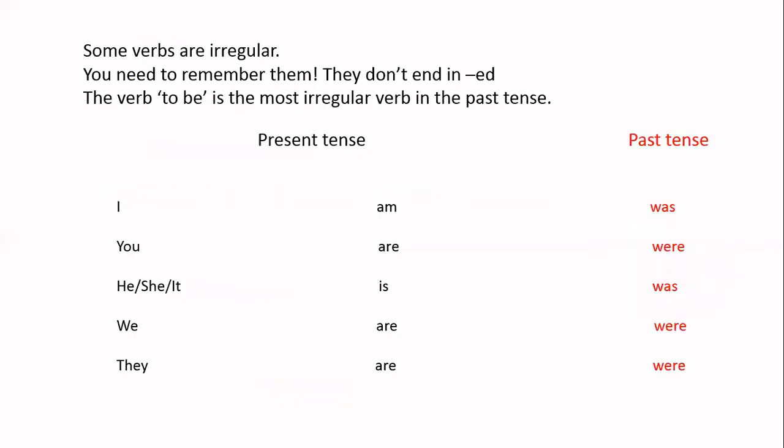Okay, so some verbs are irregular and we just need to remember them. They don't end in ed. The verb to be is the most common irregular verb, both in the present tense and the past tense. Okay, so I am, you are, he, she, it is, we are, they are, in the present tense. In the past tense, I was, you were, he, she, it was, we were, they were.